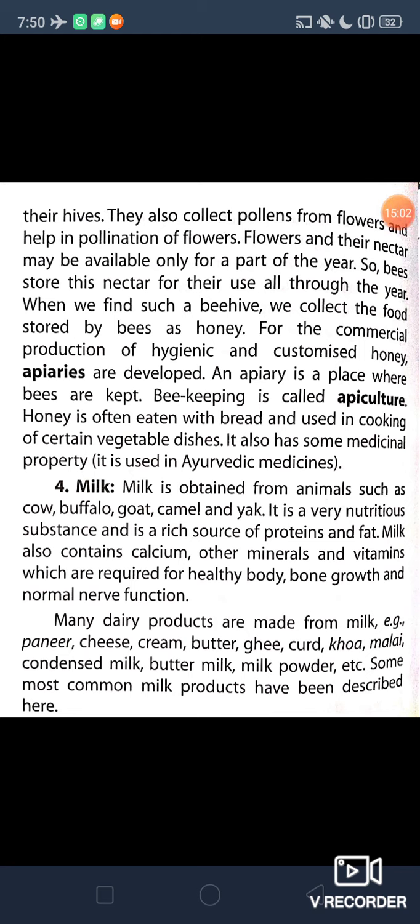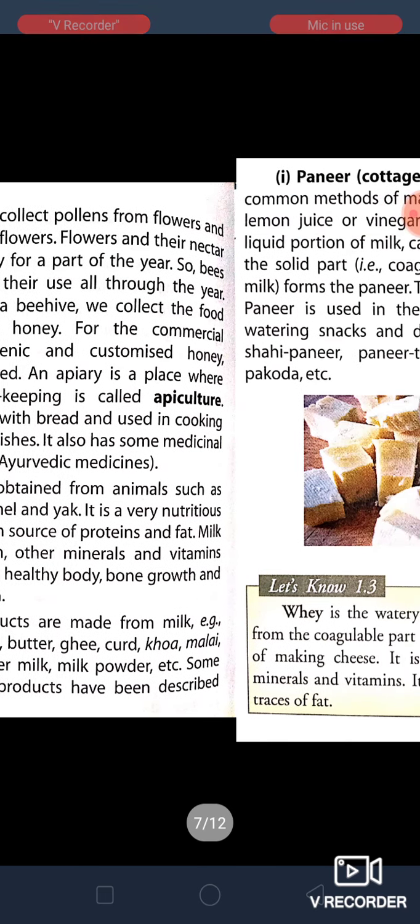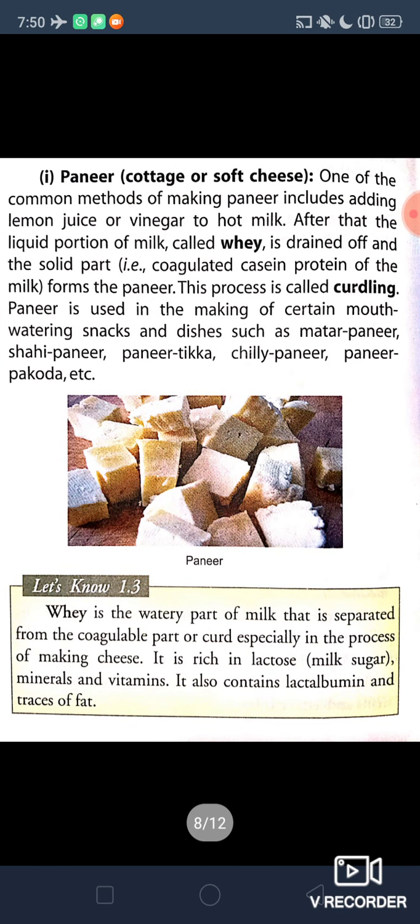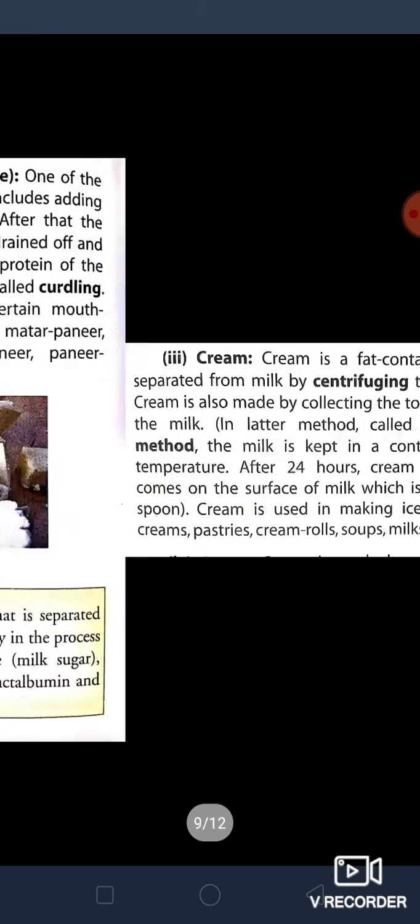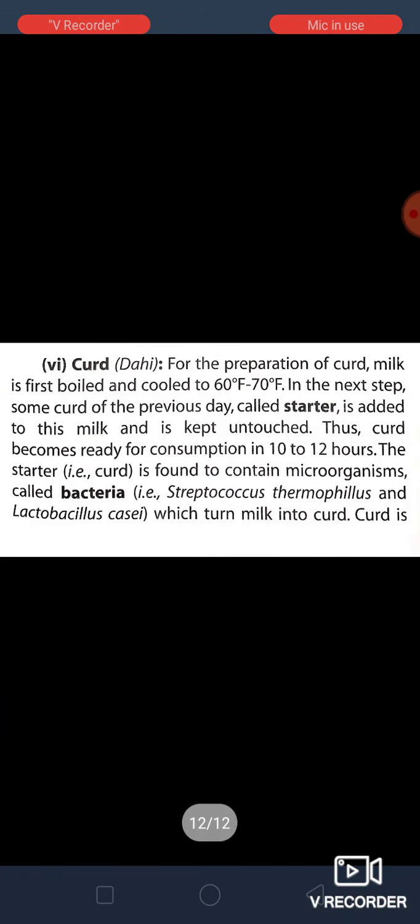So in today's class, what we have learned about milk: the definition of milk, then what the milk products are, and the two products, paneer and whey. We have studied about paneer. Then what is whey, the watery part of the milk, that we have studied. And what is curd and how it is prepared, how we obtain curd from milk, and what are the bacteria responsible for turning the milk into curd, that we have studied.